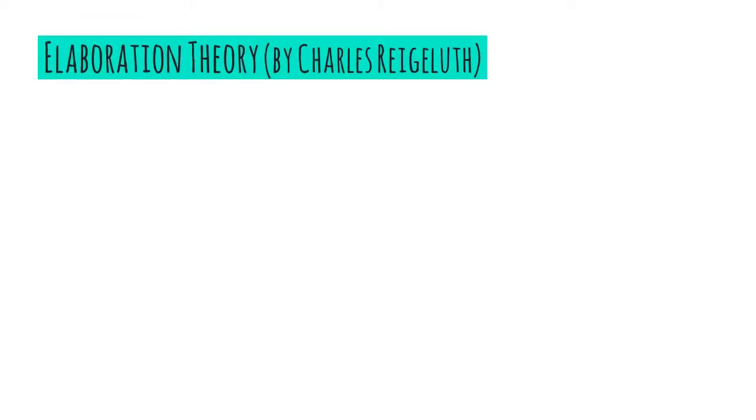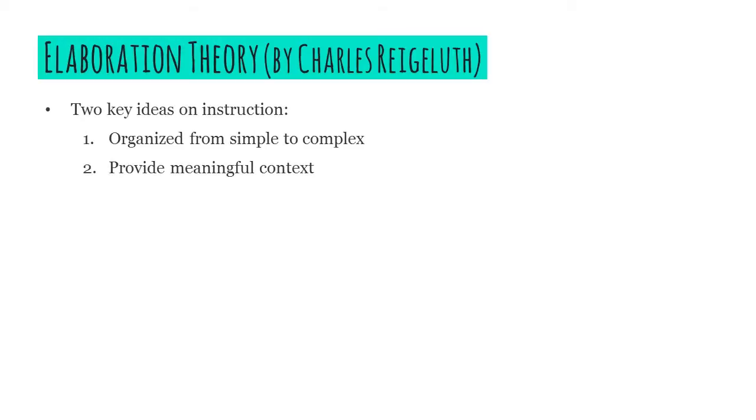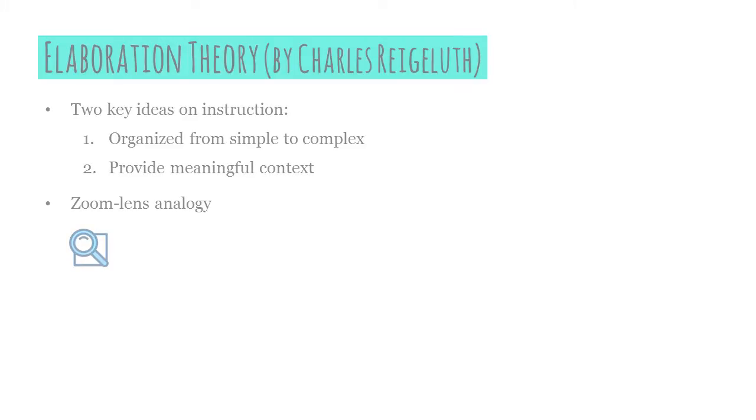A number of scholars who came after Gagne further developed the conditions-based theory of instruction. One of them was Charles Reigeluth, who developed the elaboration theory. According to his theory, instruction should be organized from simple to complex while providing a context for subsequent ideas and skills to be assimilated. The video in the link below uses Reigeluth's zoom lens analogy to explain the elaboration theory. Click on the link to find out more.